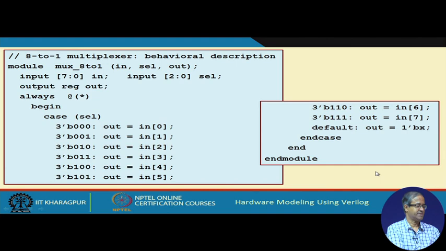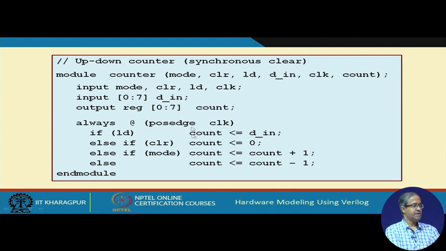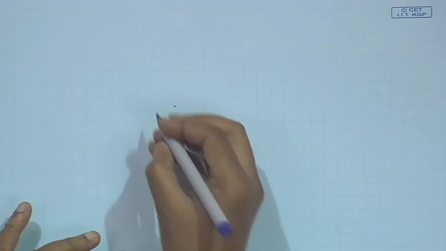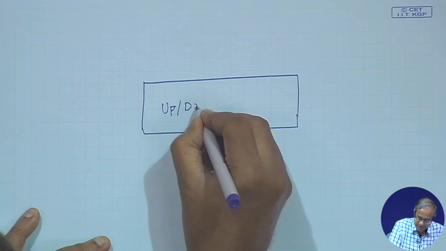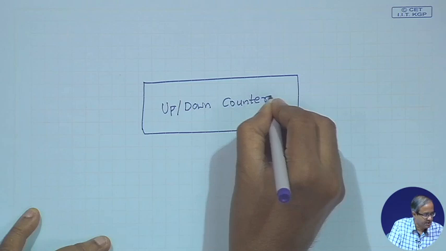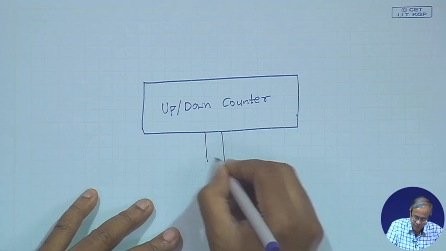The next example we take is a synchronous up down counter. Now, let us again look at what kind of circuit we are talking about. Here we are talking about a circuit which is an up down counter, which can count up or also count down.